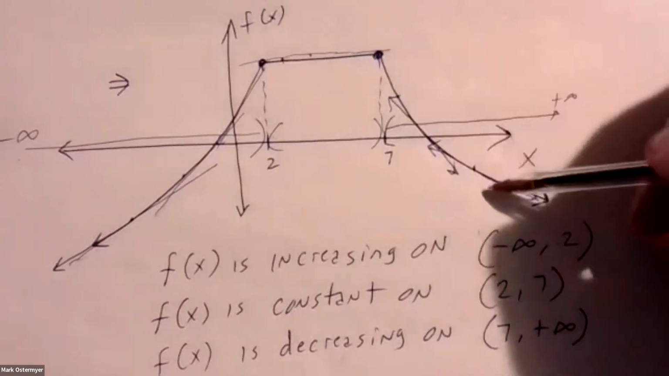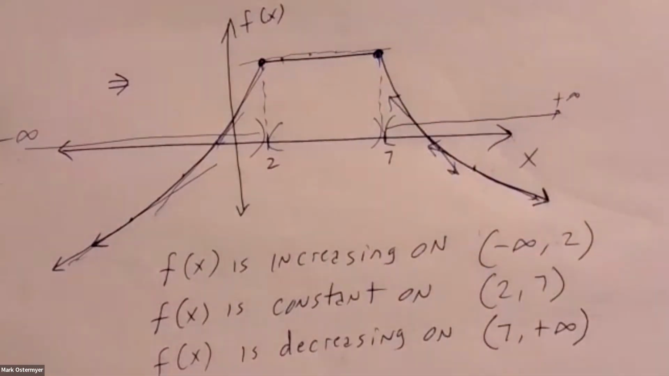Okay, and that's why our function is decreasing on this interval here, 7 to infinity. Any questions about that there?